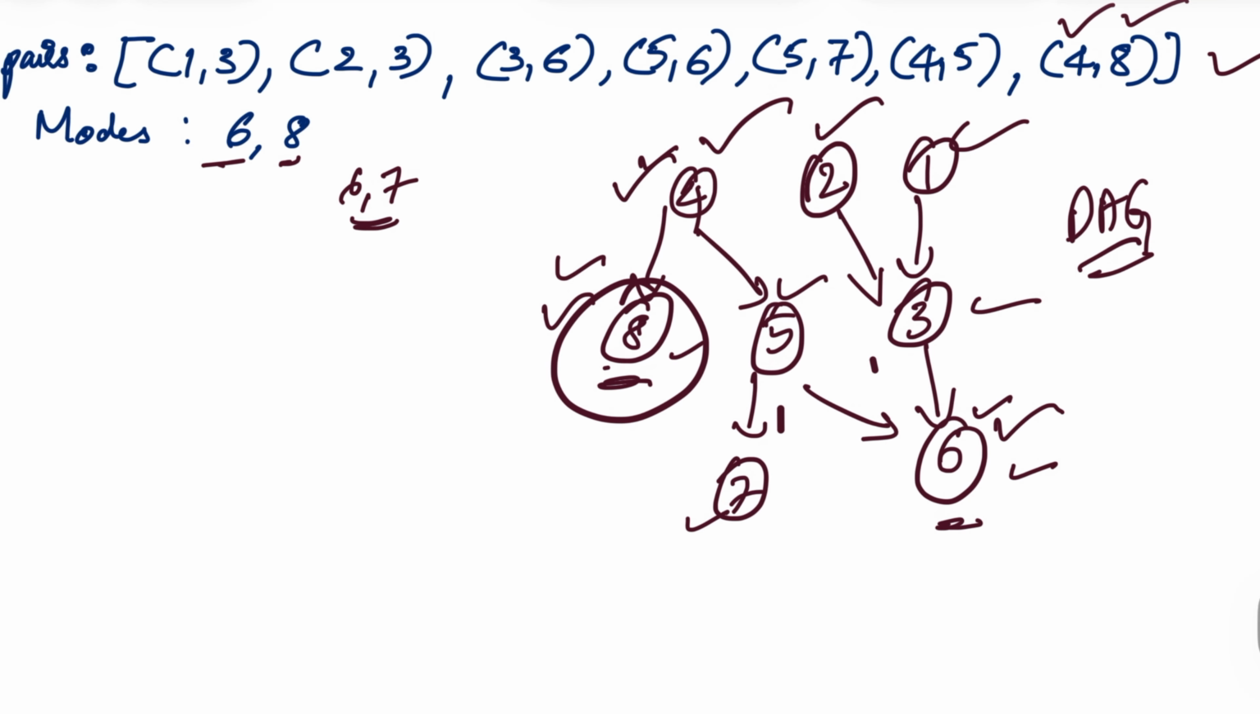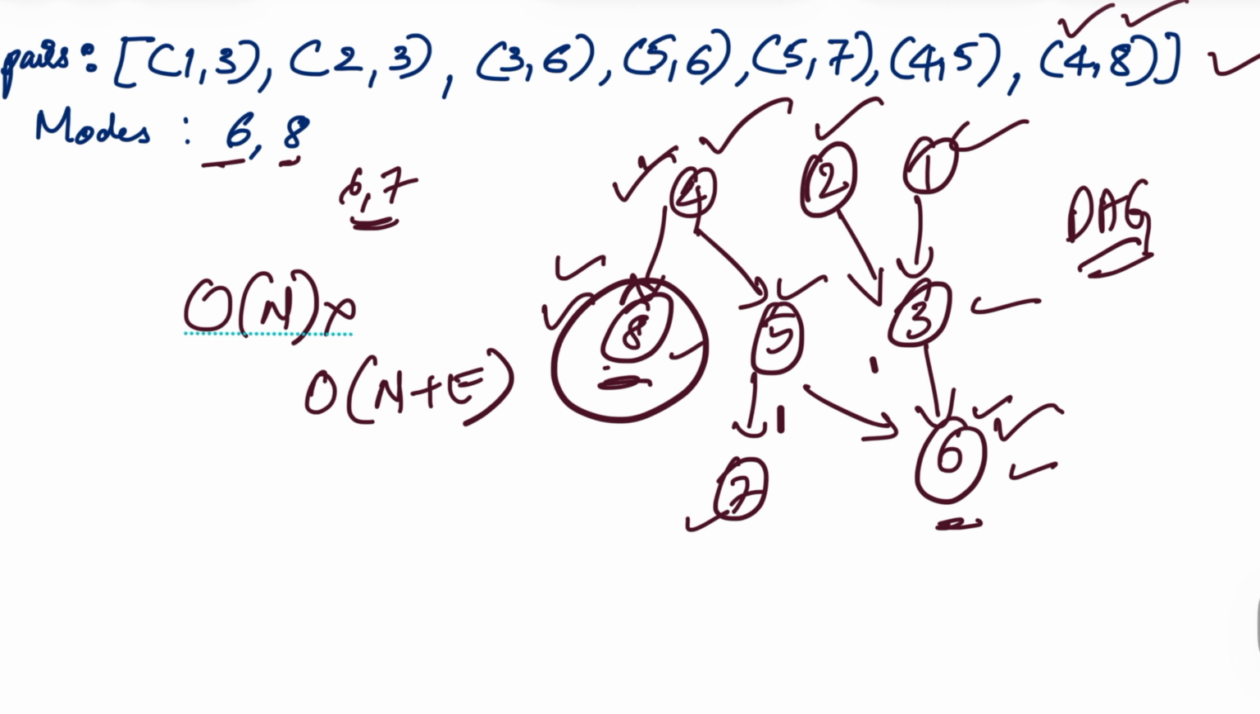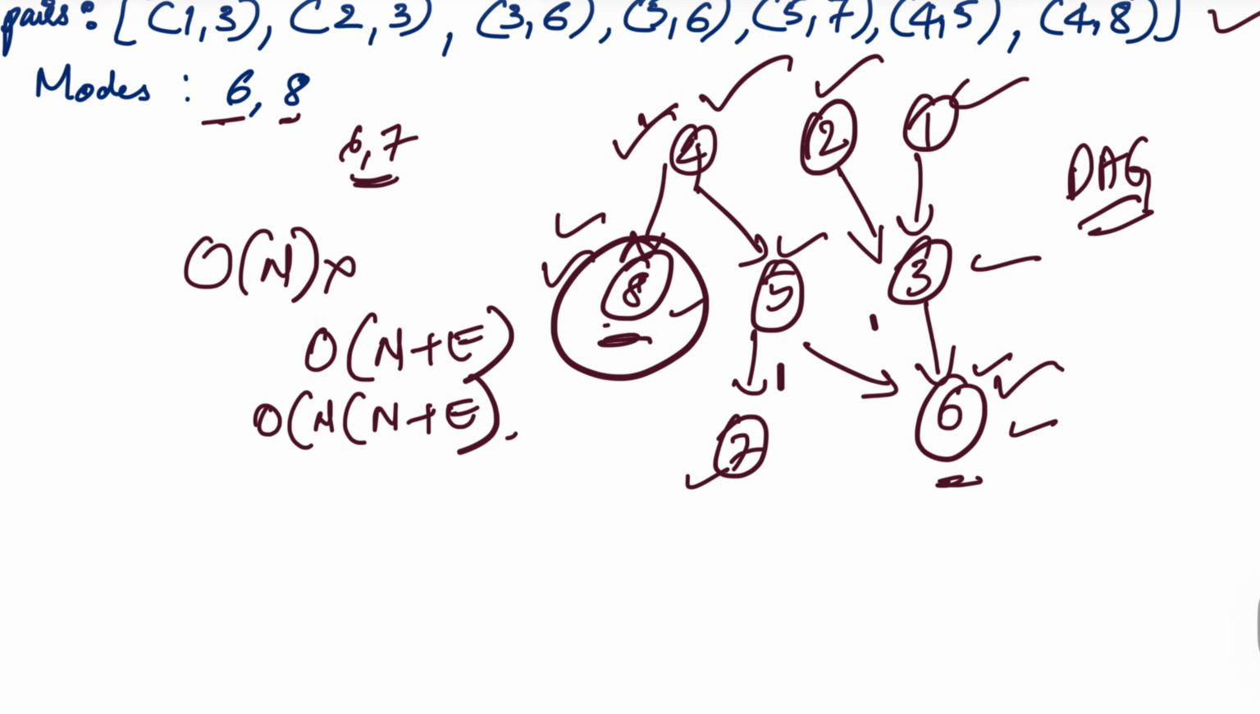So what will be the time complexity in that case? It will be big O of n into the time complexity of traversing the whole graph. It's n plus e, where n is the number of nodes and e is the number of edges. So it will be big O of n into n plus e, big O of n square plus n e, right? But it's a very bad time complexity, right? So try to think of another approach to solve this problem.